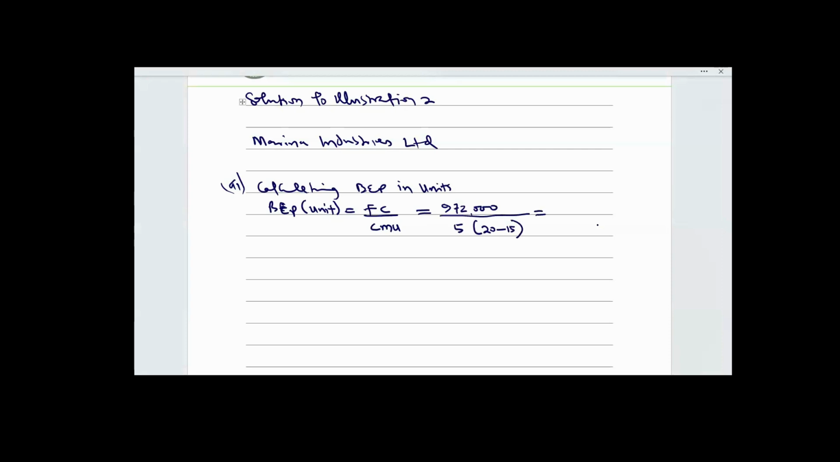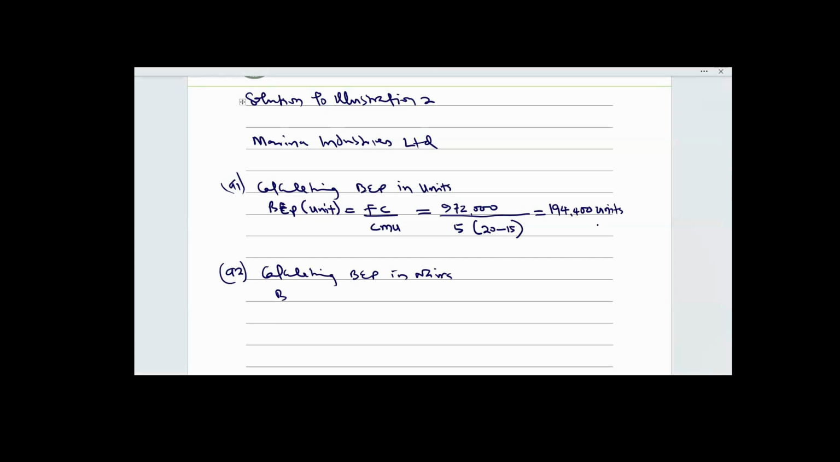Therefore, 972,000 divided by 5 equals 194,400 units. So this is the number of units that must be produced for the company to be able to break even. The next one is A2, calculating break-even points in naira.